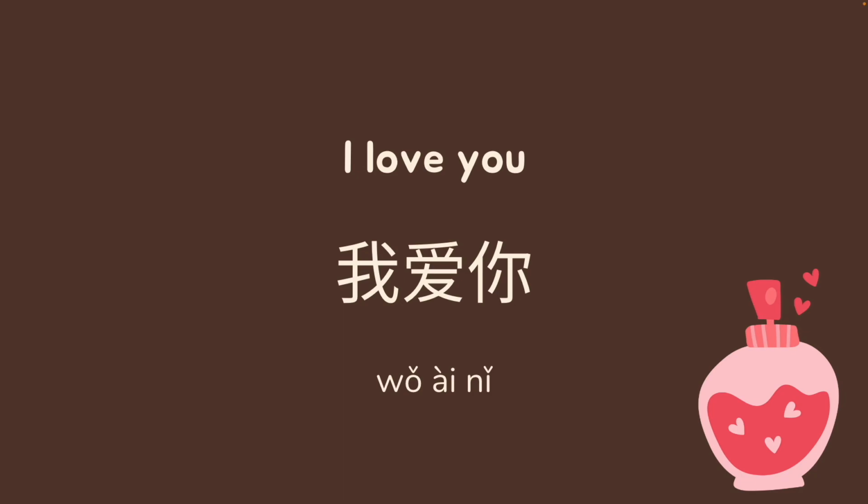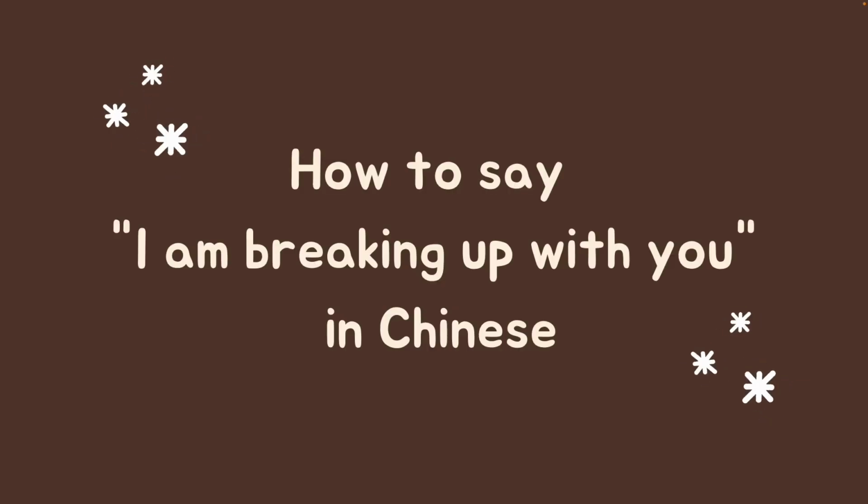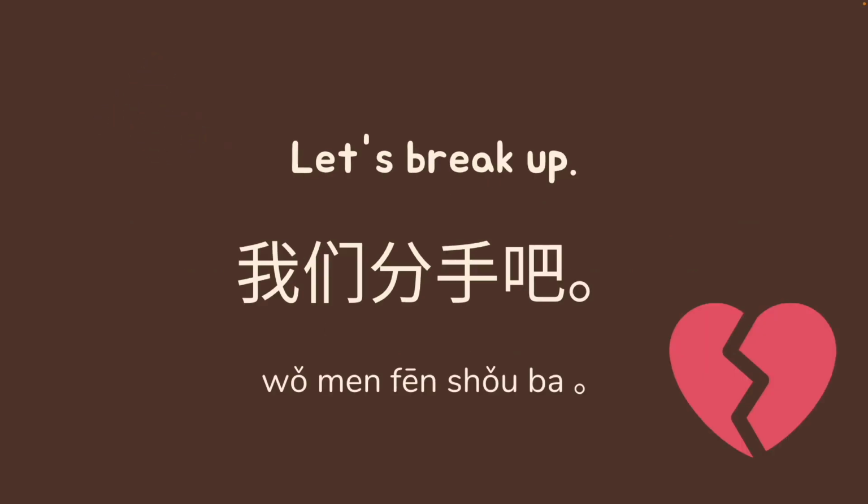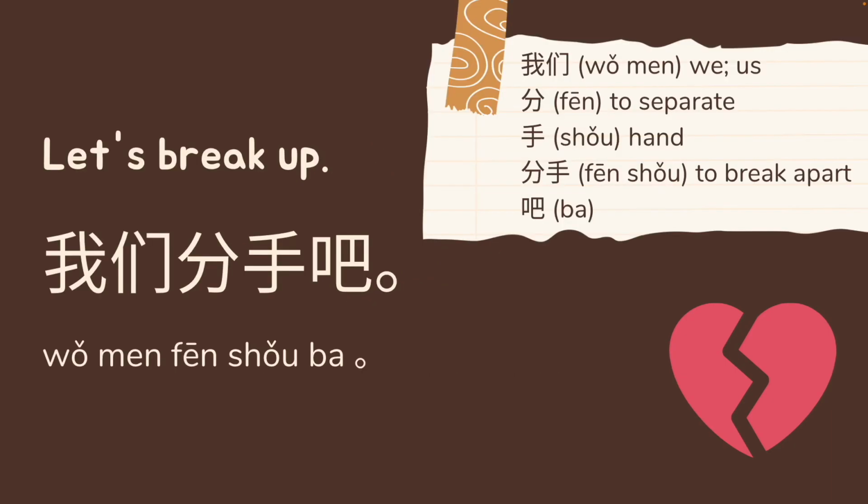我爱你. Number 1. How to say I'm breaking up with you in Chinese? Well, that escalated fast. We went from I love you to I'm breaking up with you. I am breaking up with you is 我们分手吧. 我们 we, 分 to separate, 手 hand, 分手 to break apart or to separate. 吧 is used to make suggestions or to soften our tone.